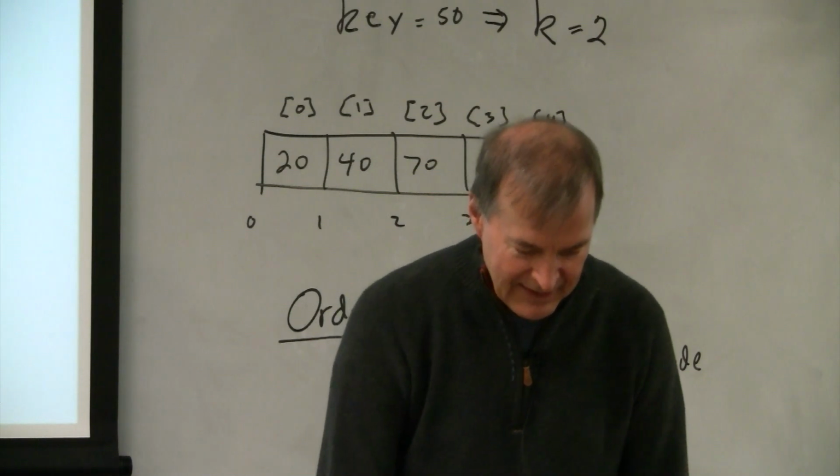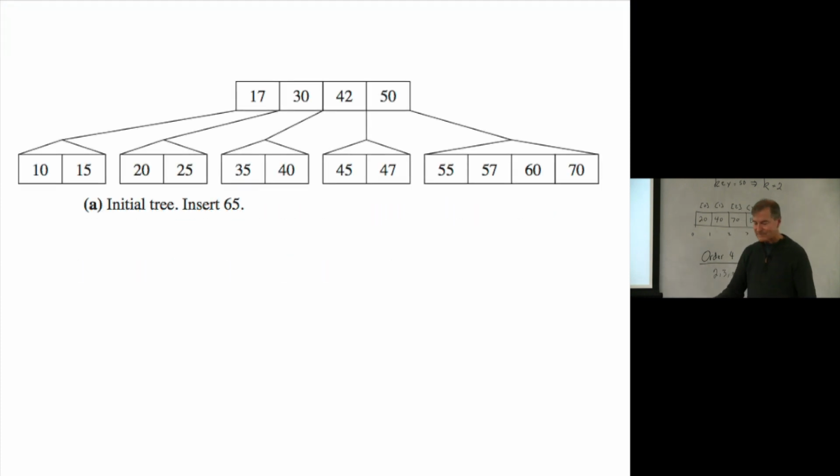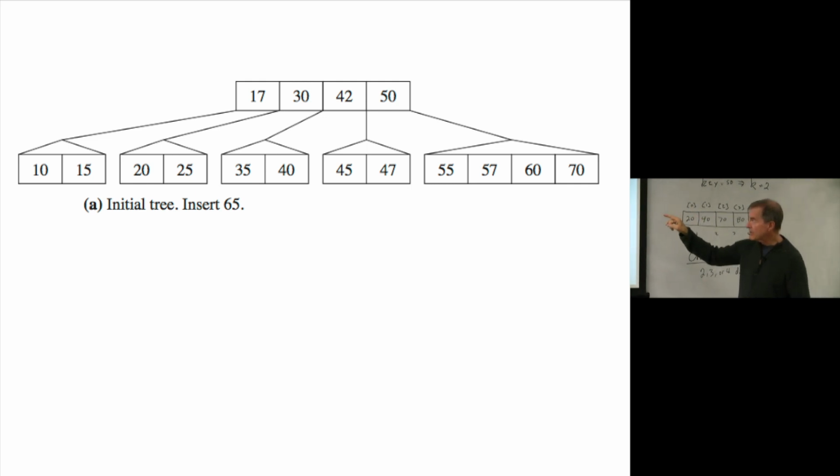All right. Now, let's see what happens if you insert into an order 4 B-tree, where the tree has children and a full root. Now watch this. This is really cool. Here we have the root is 17, 30, 42, 50, and we got 10, 15 to the left of 17, 20, 25 to the left of 30, 35, 40 between 30 and 42, 45, 47 between 42 and 50, and 55, 57, 60, and 70 is to the right of 50. And it's all ordered.